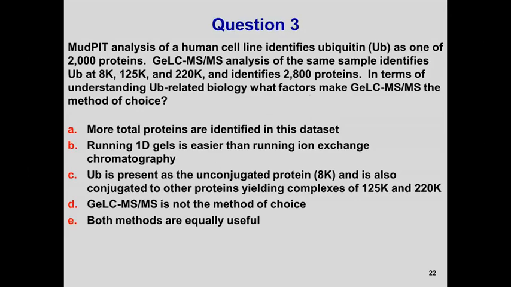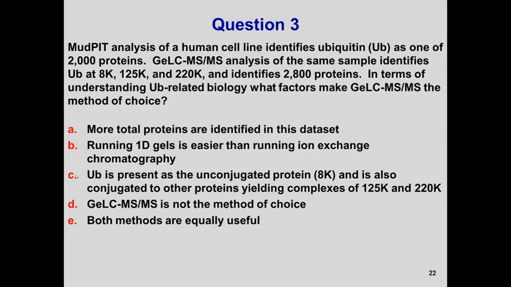In terms of ubiquitin-related biology, what factors make gel LC-MS the best choice? A: More total proteins are identified. While this is true, it doesn't give us more insight into the ubiquitin-related biology. B: Running 1D gels is easier than ion exchange, perhaps, but again, it doesn't give us insights into ubiquitin biology.